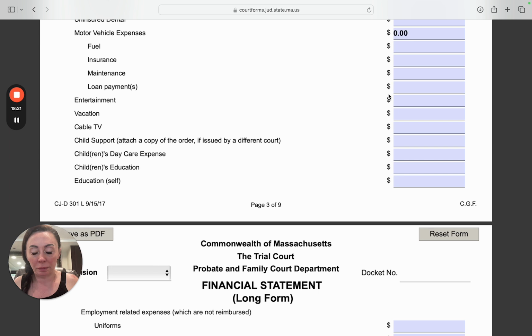Loan payments. If you own your car, your loan payment gets reported on this line. If you lease your car, that is a different story. It's not a loan, it's a lease. And that's going to get reported in another section. But it's a motor vehicle expense nonetheless.